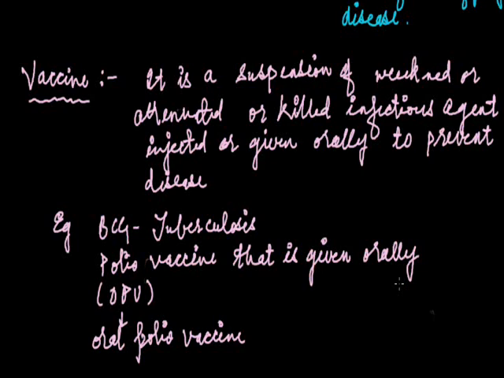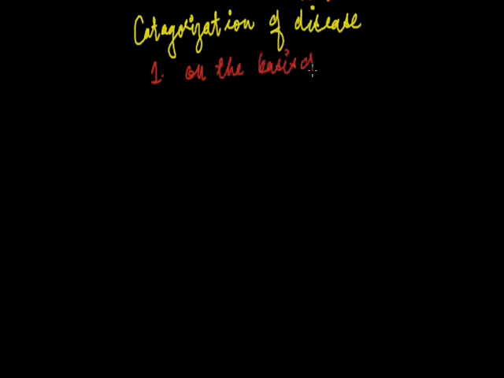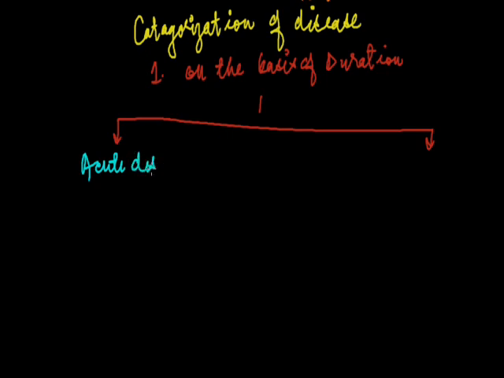Now we are going to categorize disease on the basis of duration. Categorization of disease. So first, on the basis of duration, diseases have been categorized into two types: acute diseases and chronic diseases. Now we'll discuss these one by one.